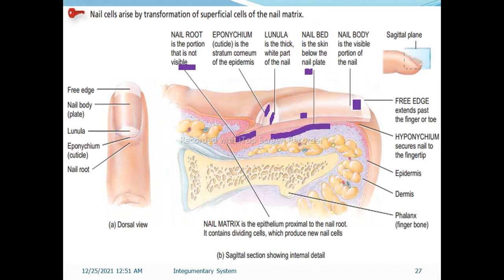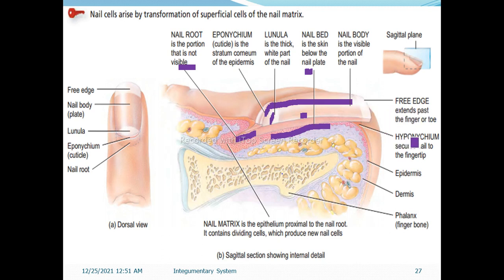The other is the nail body. From this up to this one is the nail body. It is the visible portion of the nail, so we can touch it and we can see it. So this visible portion is known as the nail body. This is the free edge of the nail, which extends past the finger or toe.